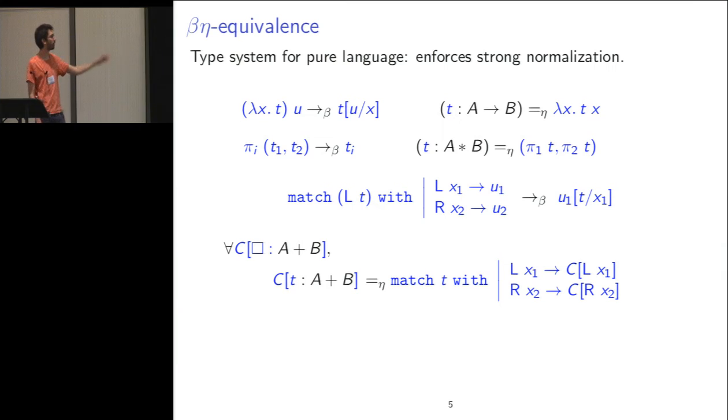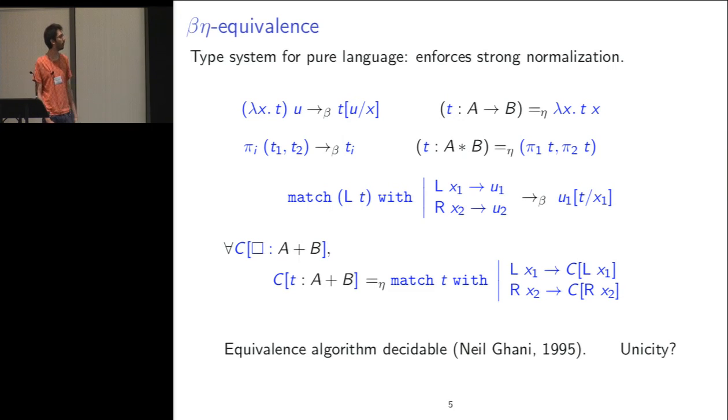Because of this quantification, you guess that this rule is more difficult to handle than the others. And in particular, it was not obvious that this equivalence relation would be decidable. That was proved in 1995. And we didn't know about the problem of unicity.